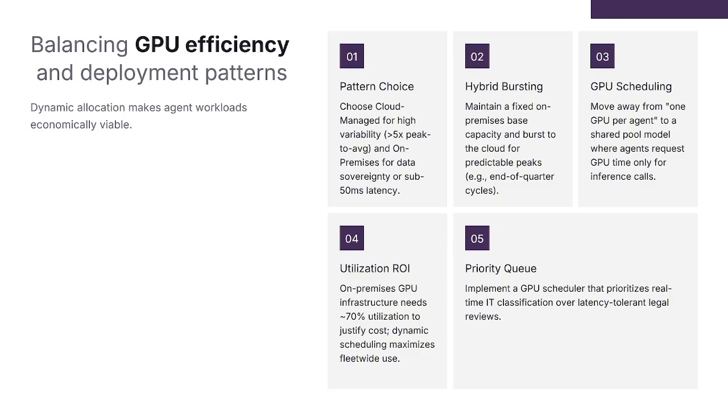So we have the GPU pattern. Dynamic agents should request GPU only when needed. So do not let agents request GPU every time. They should request GPU only when it is needed, so that you will not be running unnecessary costs. And you know that GPUs are very, very expensive.